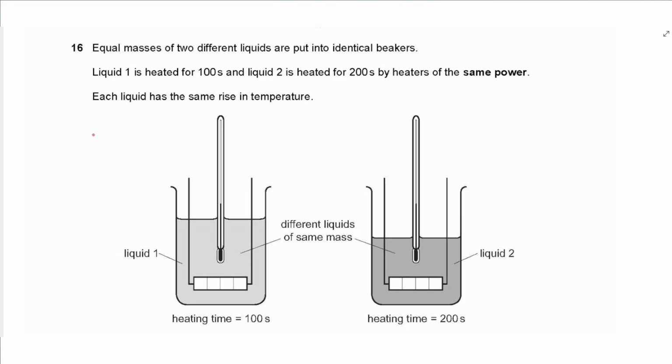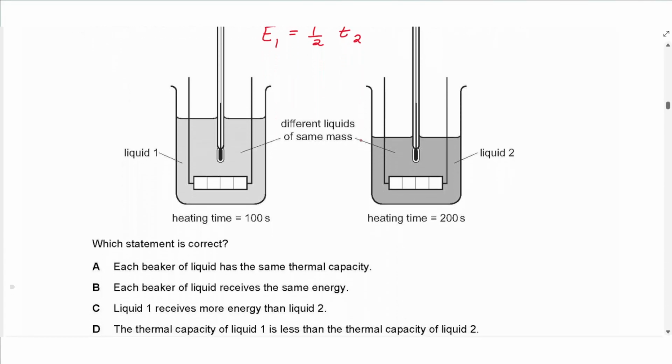So power is equal to energy over time, or energy is equal to power multiplied by time. So the energy here is actually half the energy on the right side. So energy in liquid 1 is half the energy in liquid 2. Each liquid has the same rise in temperature. So with different energies, we reach the same temperature, which means we have different specific heat capacities.